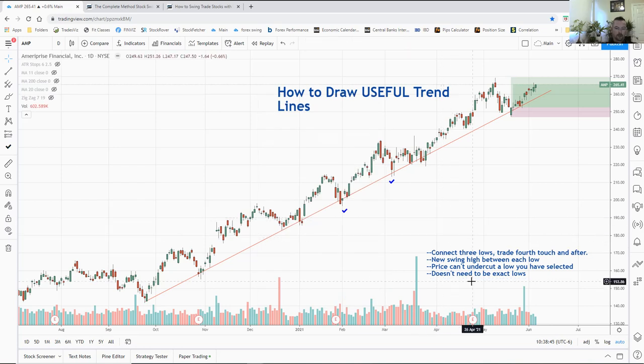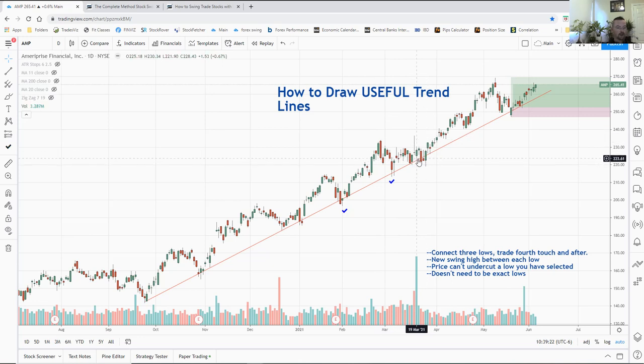So we don't need to worry about it being at exact lows, but we do want a swing high between each low because we want the price to be making upward progress. If the price had dropped here, only gone up to here, and then dropped back below this point, we'd have to wait for the price to move back above the prior high before we could consider this trend line useful again. So this one did make a new swing high, pulled back. Then after this entry, the price made a new swing high again before the next pullback. Then it made a new swing high again here, just barely, and then pulled back to the trend line.